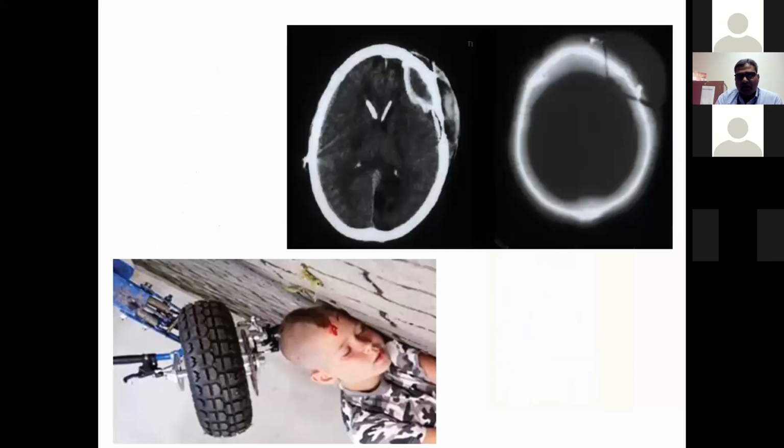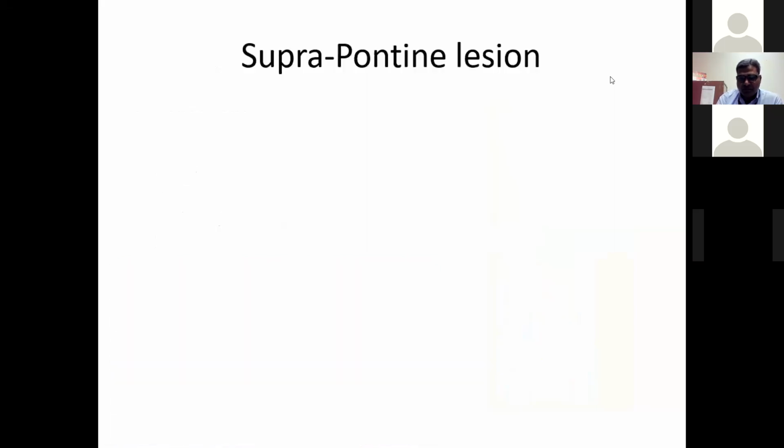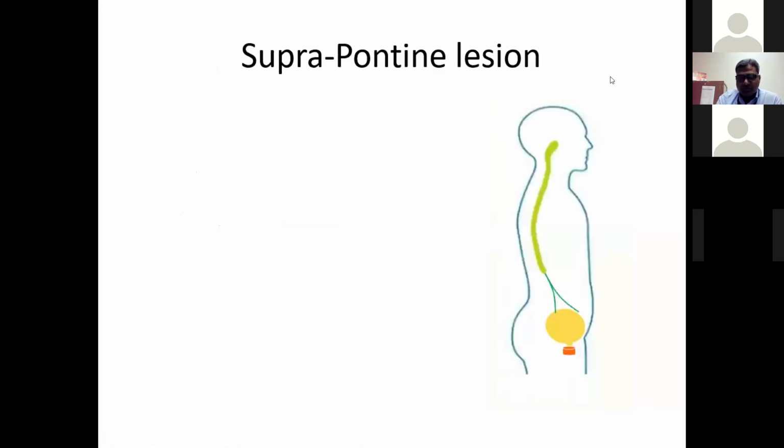The next scenario, a young child with a history of injury to his brain. This is a CT scan. You can see that there is injury to the frontal lobe along with a fracture of the skull. So this is a suprapontine lesion. So the control of the pontine micturition center is lost. So what are we expecting in this situation? Please write in the chat box.